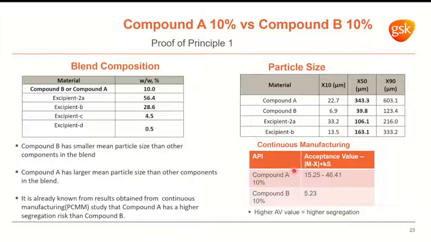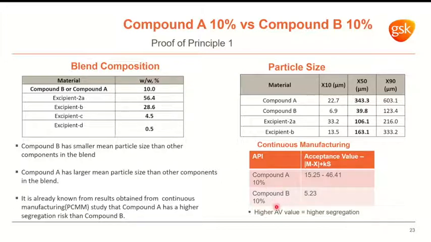So for the API, compound A at 10%, the AV value is between 15.25 and 46.41, and for compound B it's 5.23. So the higher AV value at continuous manufacturing indicates a higher segregation. What I mean to say by that is that compound A is segregating more than compound B.